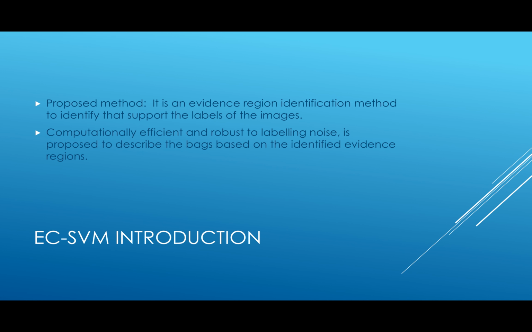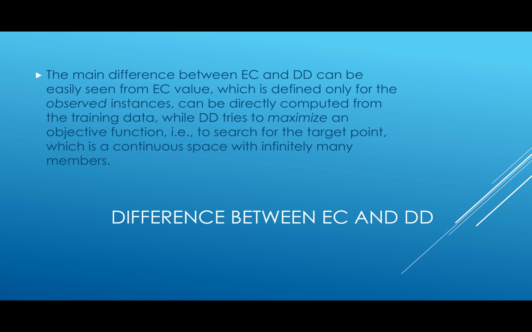Then the proposed algorithm which I mentioned was EC-SVM, Evidence Confidence Support Vector Machine. It is an evidence region identification method to identify regions that support the labels of the images. It is computationally efficient and robust to labeling noise, and is proposed to describe the bags based on identified evidence regions.